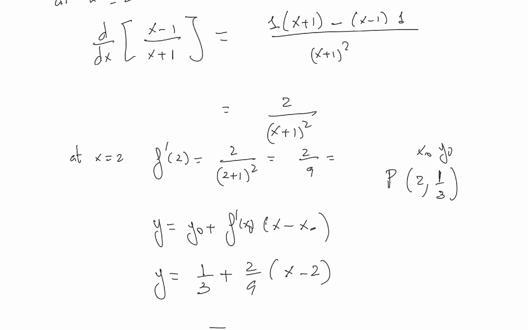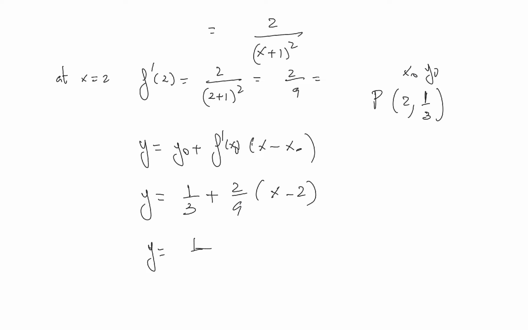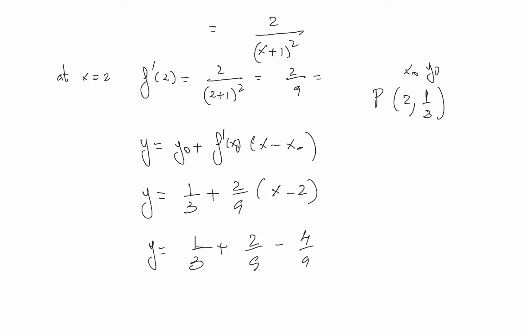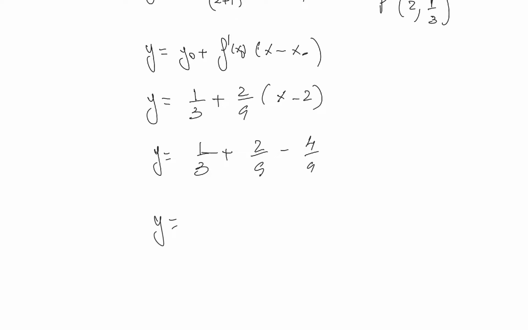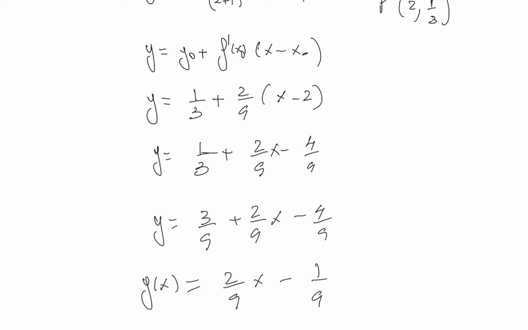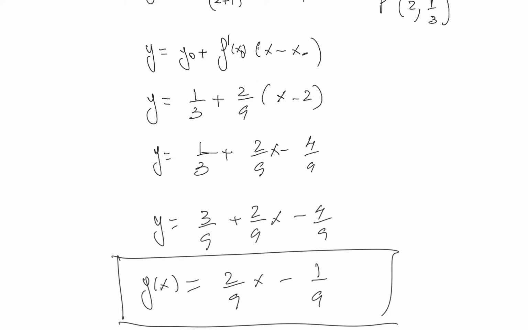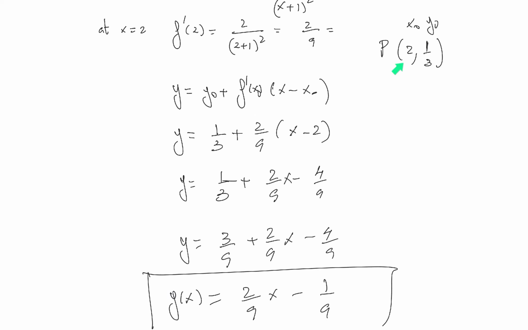x0 is 2. With a little bit of algebra, it will be 1/3 plus 2/9 of x minus 4/9. With a little more algebra, multiplying 1/3 by 3, it will be 3/9 plus 2/9 of x minus 4/9. So the tangent line will be y of x equals 2/9 of x, and 3/9 minus 4/9 is minus 1/9. Minus 1/9, so this is the equation of the straight line that passes through the point (2, 1/3) and touches the curve at one point.